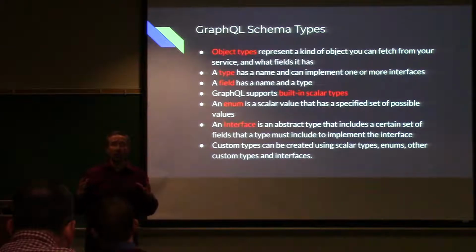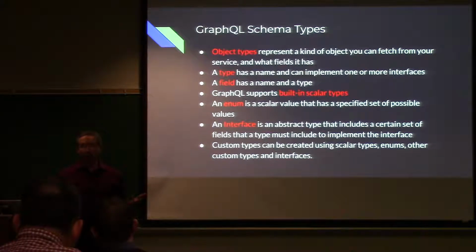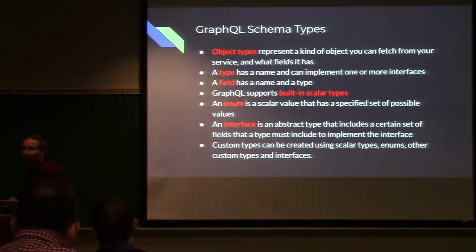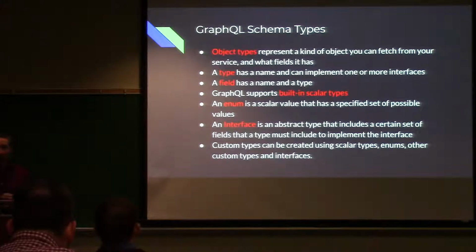Some definitions. The biggest part of your schema will be the object types, defining your domain entities. And a type has a name, and can implement one or more interfaces. I'll explain what interfaces are in a second. And a type consists of fields, which are defined by name and type. And a field can be of scalar type, or it can be of a more complex type, like an enumeration, or an object, or a collection or a list of objects.